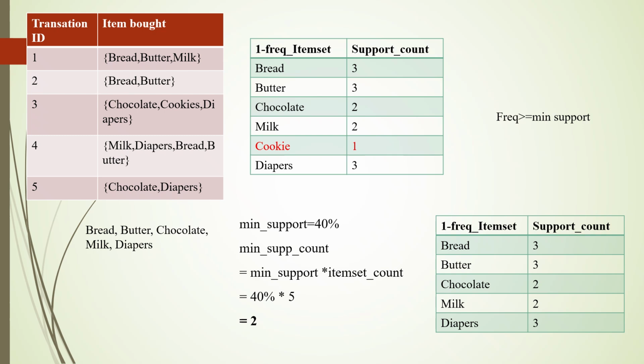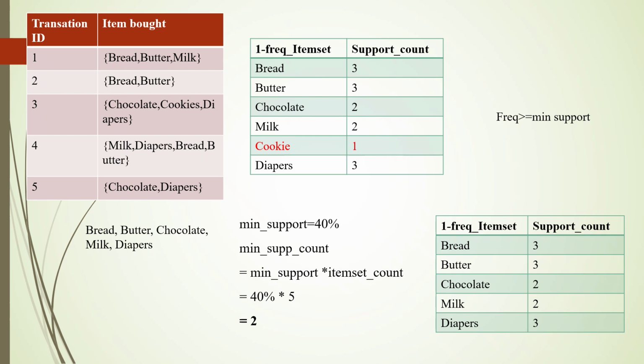We need to find the support count. Support count is nothing but the number of times the item is present in the data set. For example, let us take bread. Bread is contained in transaction 1, transaction 2 and transaction 4. So its support count is 3. It appears 3 times in the database. Next, butter. Butter appears 3 times in the data set, so the support count is 3. Likewise, chocolate, milk, cookies, diapers, we take their appearances in the data set as the support count.